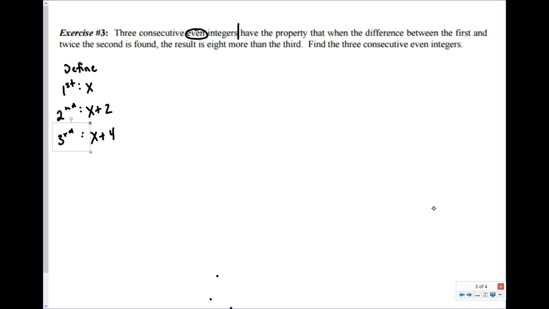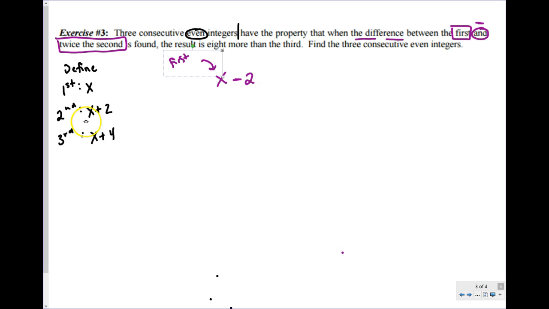They have the property that when the difference, that means subtract, between the first and twice the second. So the difference between the first, so here's the first, and that's where I know I'm going to put my minus sign. That clues me in that here's the first. There's my first one right there. And there's my minus sign. Twice the second. So minus 2.